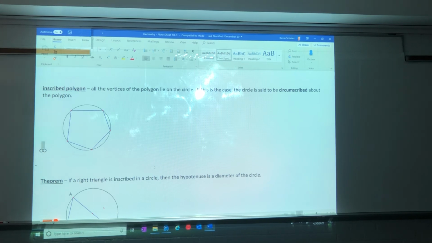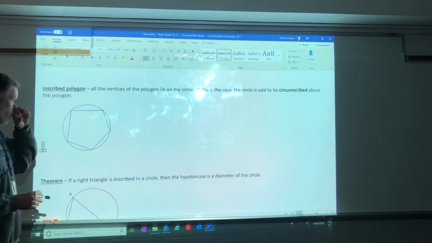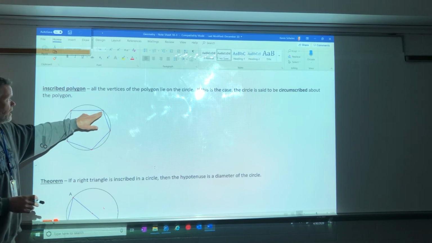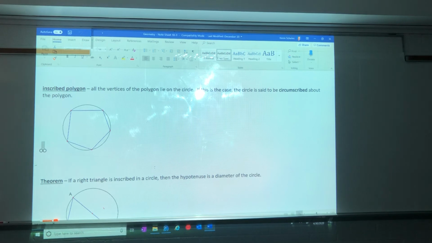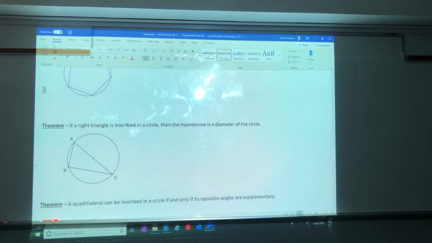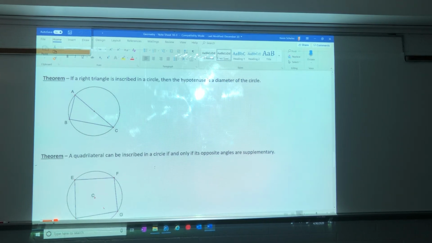polygon. Now, an inscribed polygon is going to have all of its vertices right on the circle. Whenever you've got an inscribed polygon, all these vertices here are going to be right on the circle. So if this is the case, we say the circle's circumscribed about the polygon, or the polygon is inscribed inside the circle. And there's a couple of different characteristics when this happens, and a couple of theorems that kind of peel off of this.